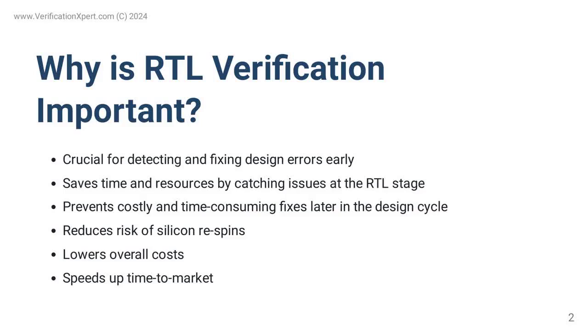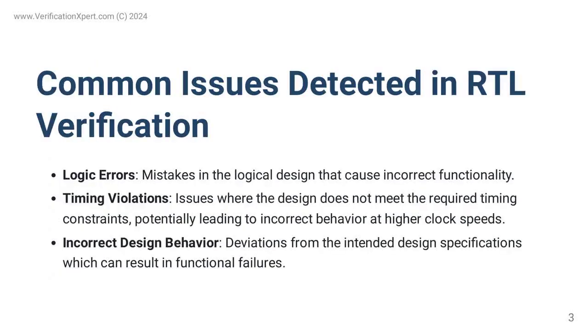RTL verification is crucial for detecting and fixing design errors early. It saves time and resources by catching issues at the RTL stage, preventing costly and time-consuming fixes later in the design cycle. Early detection of bugs can significantly reduce the risk of silicon respins, thereby lowering costs and speeding up time to market. Common issues detected during RTL verification include logic errors, timing violations, and incorrect design behavior.